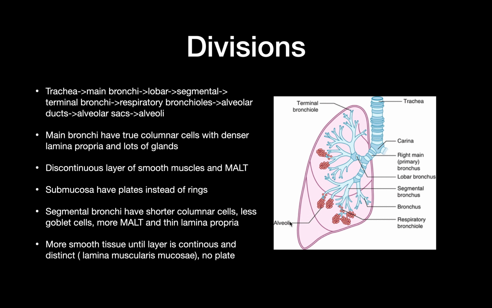It also has a discontinuous layer of smooth muscle and MALT. And then the submucosa is characterized by plates instead. So you go further in, and their cells shrink. First, they're true columnar, then they're a little shorter, and you have fewer secreting cells, like goblet cells. And as you go further in, the amount of lymphoid tissue will increase, and then the smooth muscle will also increase.